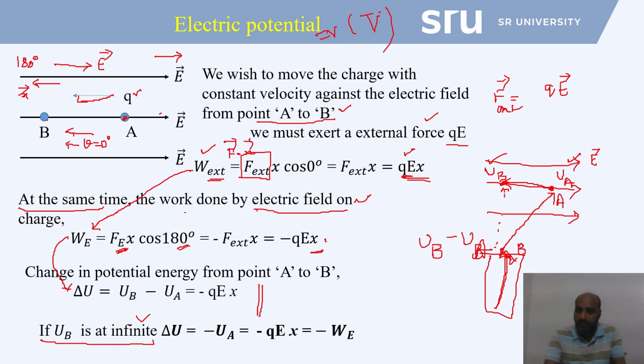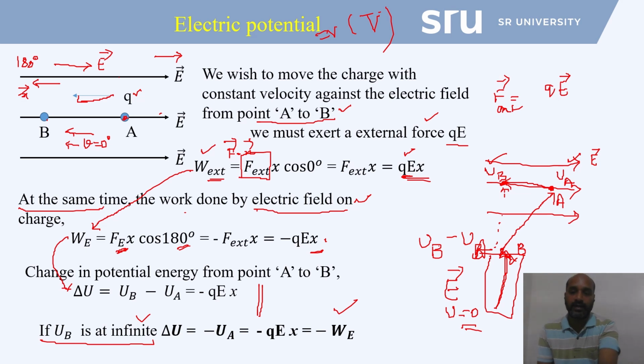Of course, we need to do the work, but no need to do the work against the electric field because this effect is not there in this region. So here that potential is zero. Of course, we need to do the work, but that work is not against the electric field. So that's why potential is zero. Right? This is the concept of electric field, electric potential.